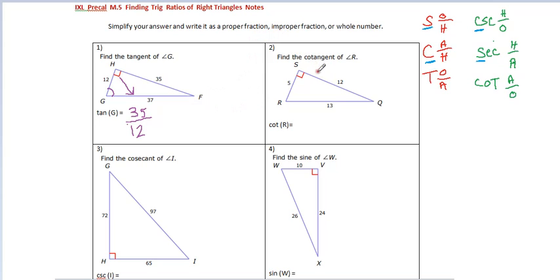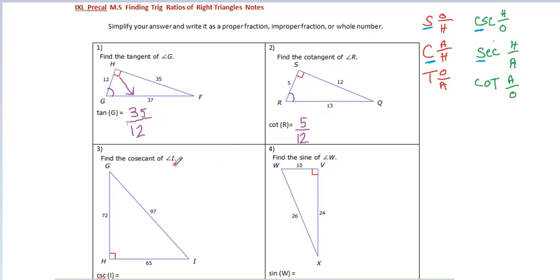All right, now over here you're looking for the cotangent of angle R. So we're looking at that angle right there. Cotangent is adjacent over opposite. The adjacent leg to angle R is that leg right there, 5, and the opposite leg is 12. So you cannot reduce that.